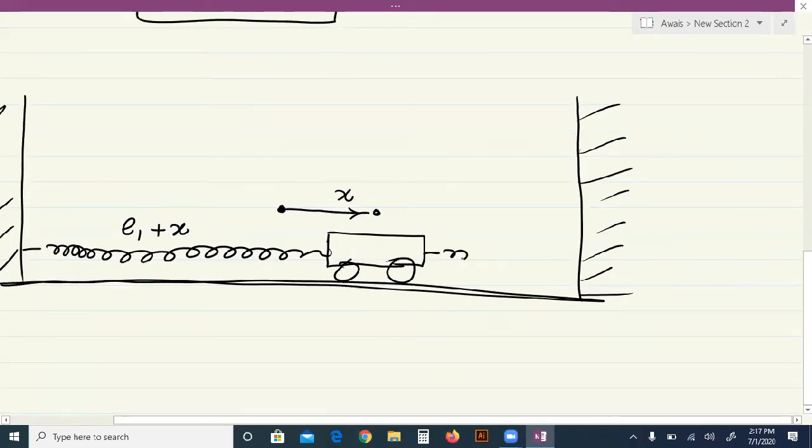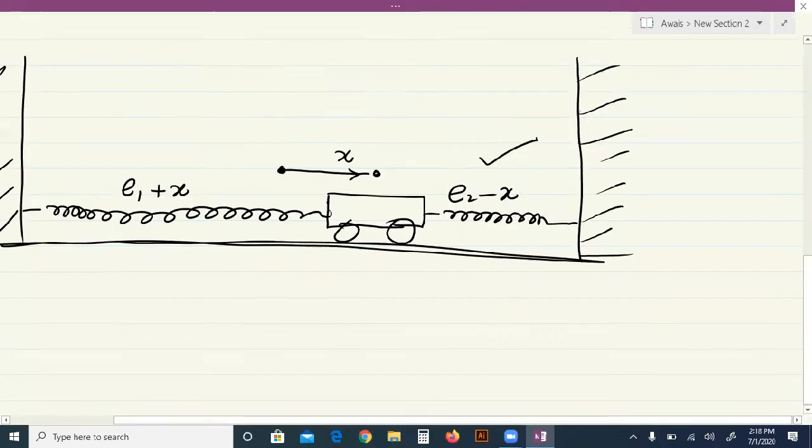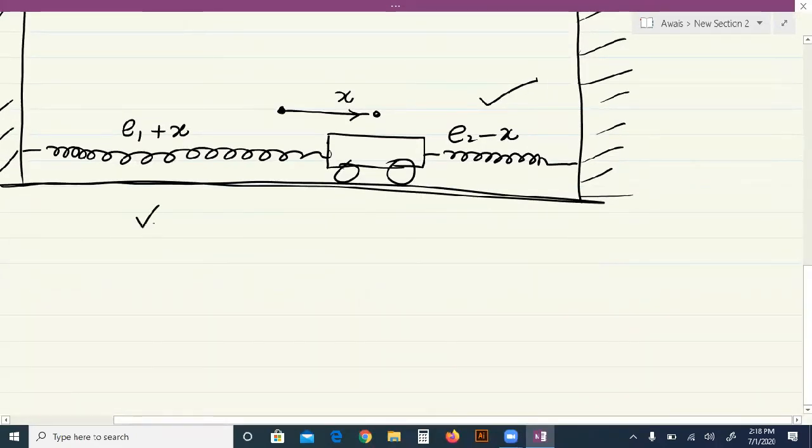This spring extension decreases by X, so E2 minus X, meaning no compression. It is still longer than the original length, but the extension decreases. So do remember, there is no compression of the spring this side. It is still longer, greater than the original length. So there is extension, but smaller than the previous value. So this side force is greater than this side.